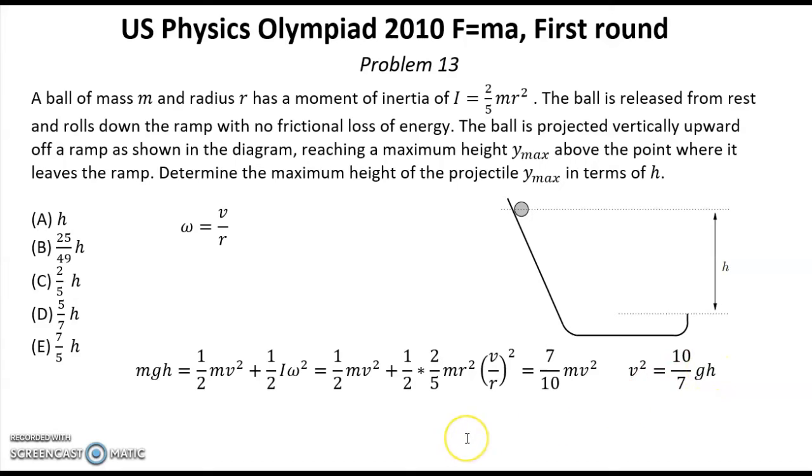And now we can do a reverse problem, so we can find how this translational energy goes into potential energy. So here we have this equation: mg y maximum equals 1/2 mv squared, and after we put this v squared from here, we can find that it's equal to 5/7 mgh. So it means that y maximum equals 5/7 h, which is answer D.